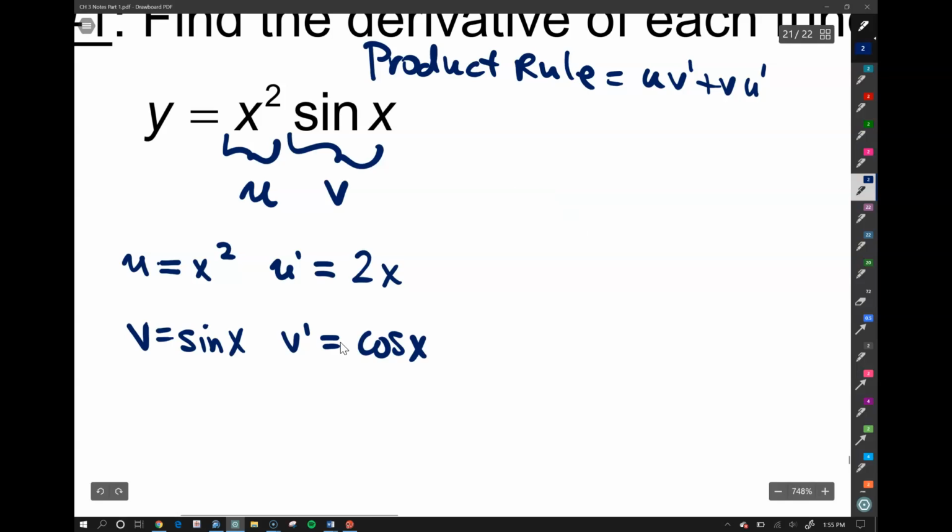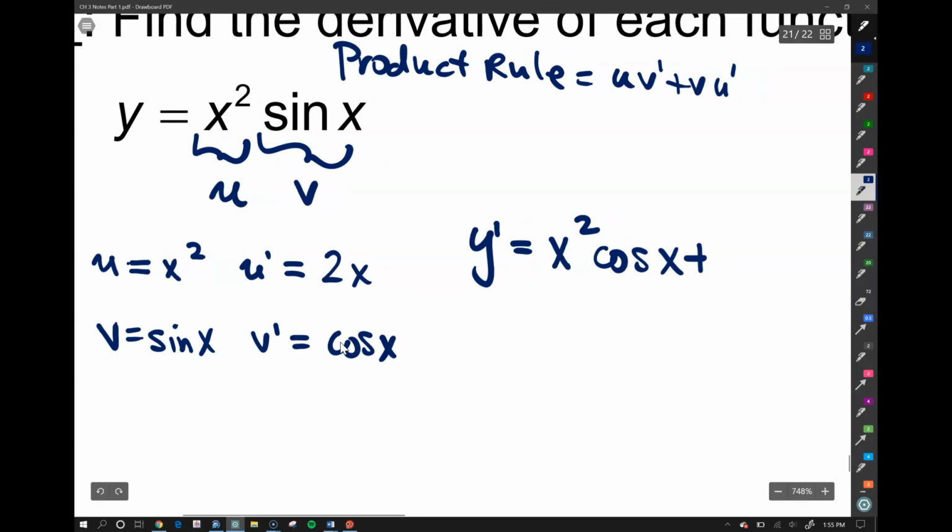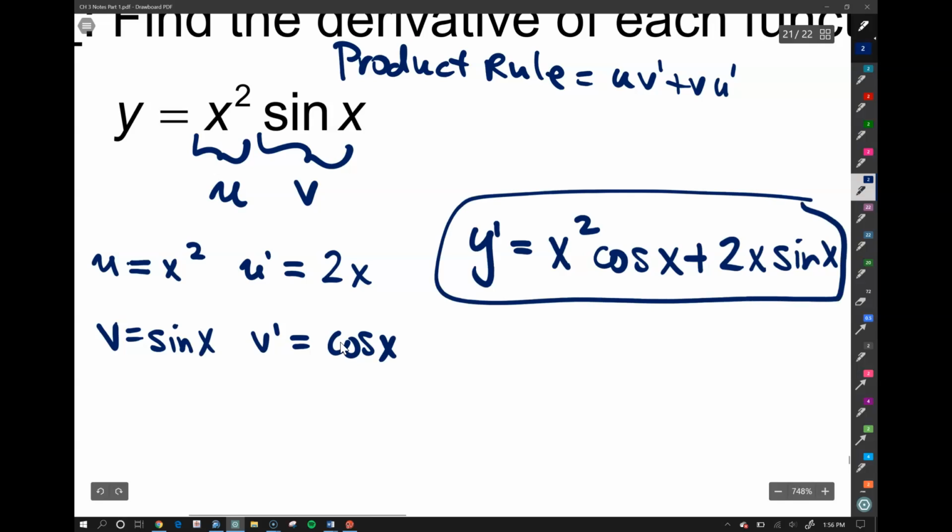Okay. So y prime, which is the first derivative, is going to be equal to u, which is x squared, times v prime, which is cosine x, plus v, sine of x, times u prime, which is 2x. So I'm going to write it as 2x times sine x. And that's it. I can't simplify it anymore. I'm done. You okay?